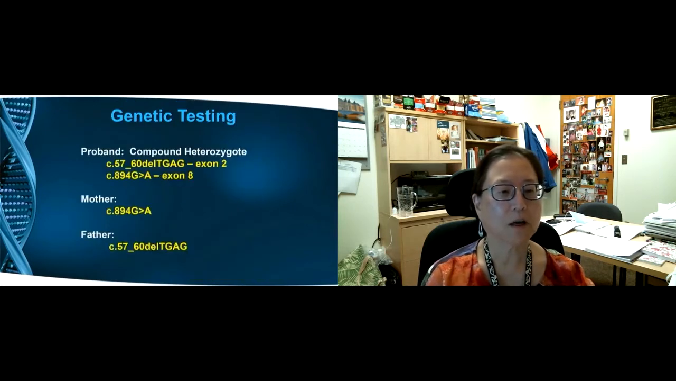So our patient went on to have genetic testing, which showed that she was a compound heterozygote with a mutation in exon 2 and another mutation in exon 8. The parents were checked, and you can see she inherited the exon 8 mutation from the mother and the exon 2 mutation from her father.